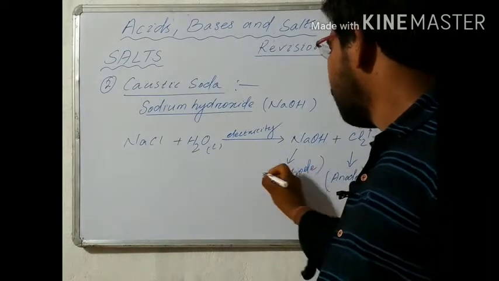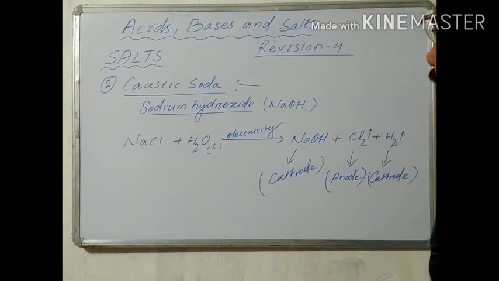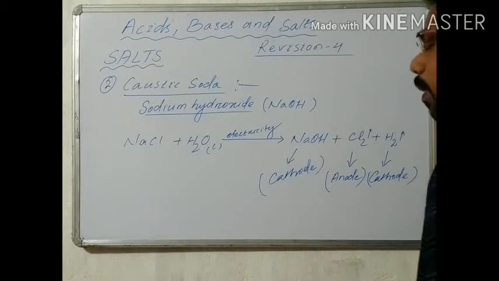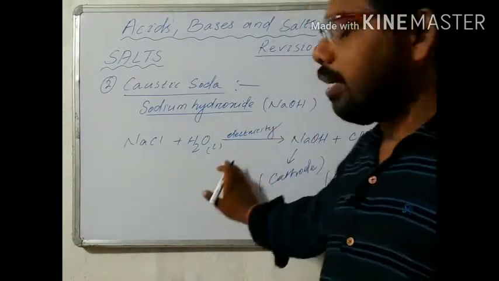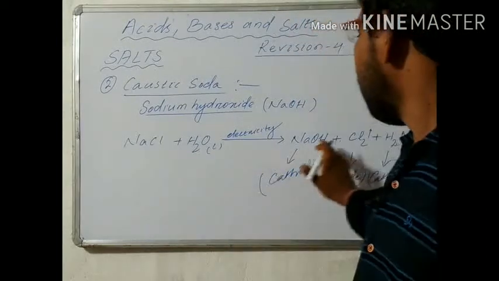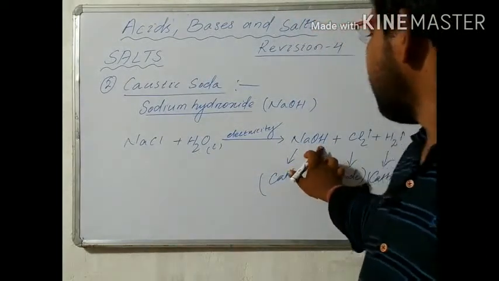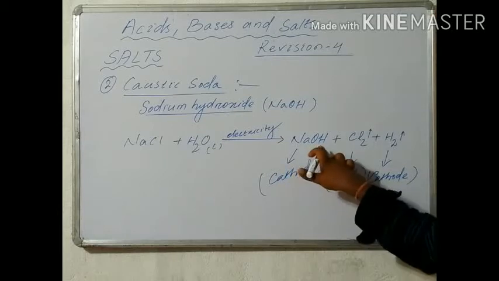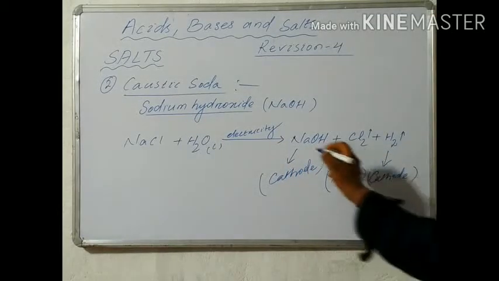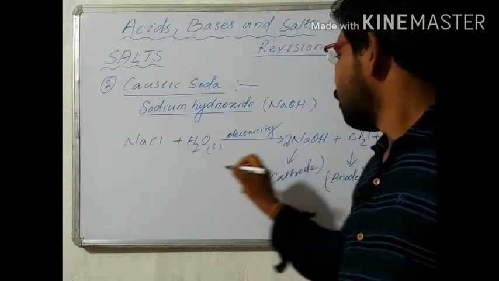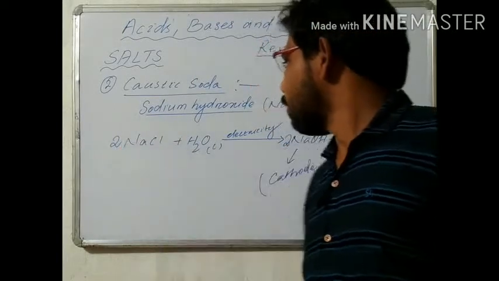This is most important because questions come from it. When an aqueous solution of sodium chloride has electricity passed through it, it decomposes to form sodium hydroxide, NaOH, and chlorine gas and hydrogen gas are released. We balance it with two.